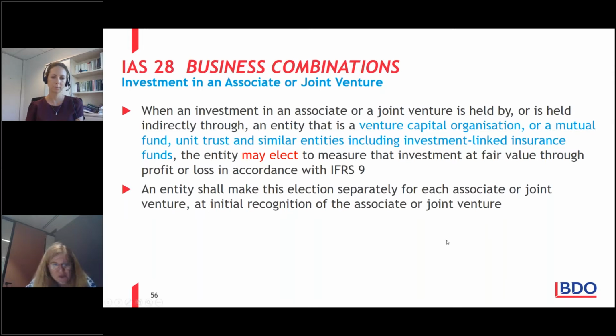So again, there's a choice involved. And an entity shall make this election separately for each associate or joint venture. So again, you don't need a policy that they're all at fair value through profit and loss or equity method. You've got a choice.